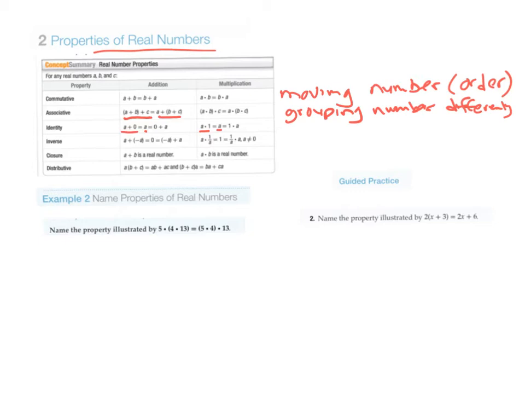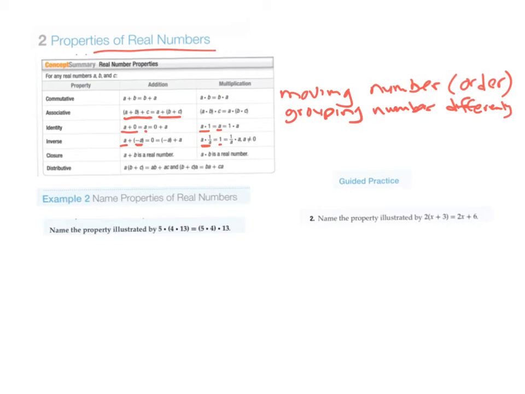The inverse is when you actually get 0 when you're adding. So if I have a number, but I take its opposite, often called the opposite or negative of it, then when you add them, I get 0. If you do multiplication, we're trying to get the number 1. So the inverse of A is really flipping it, or the reciprocal, so it's 1 over A, and when you multiply them, you get 1.